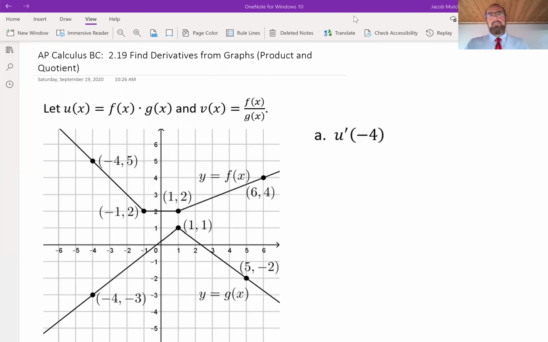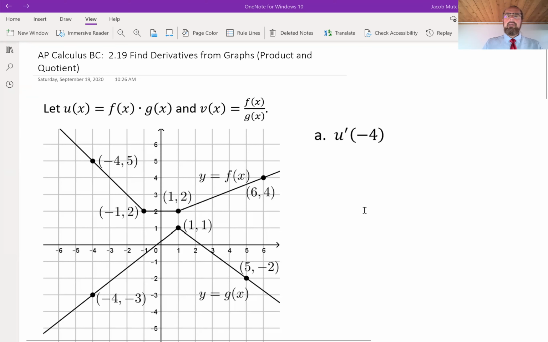Welcome to Calculus. Today we will investigate finding derivatives from graphs, focusing on applying the product and the quotient rule when I don't have an equation, but simply a set of graphs. We'll take a look at three different derivatives: one that involves the product rule, one that involves the quotient rule, and then one that involves a corollary to the quotient rule, which we call the derivative of the reciprocal of a function.